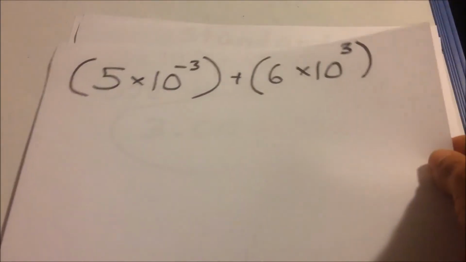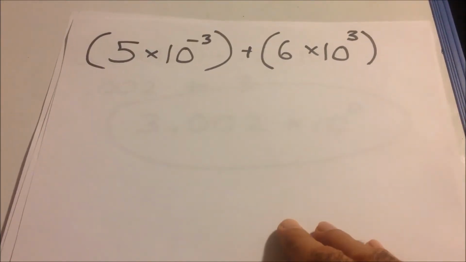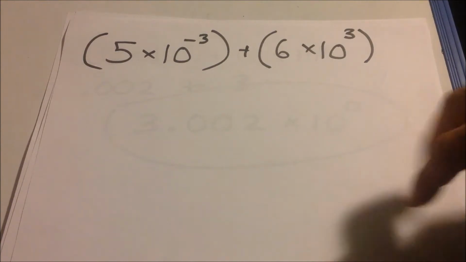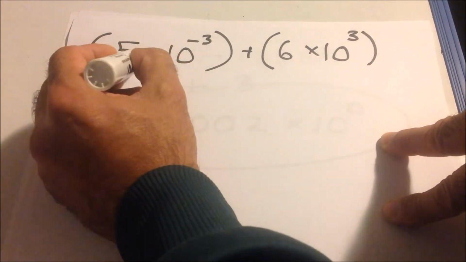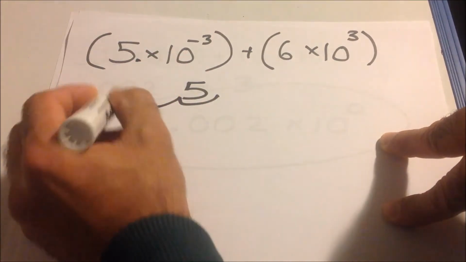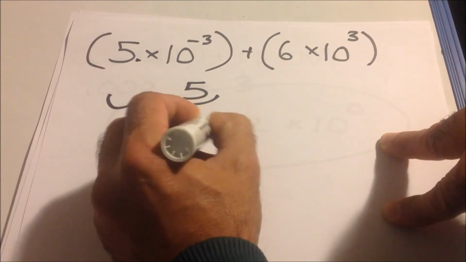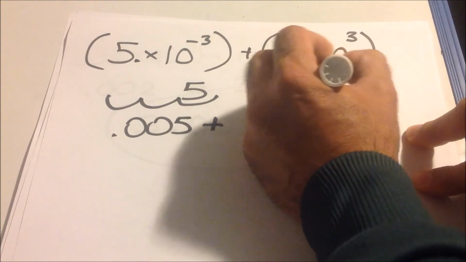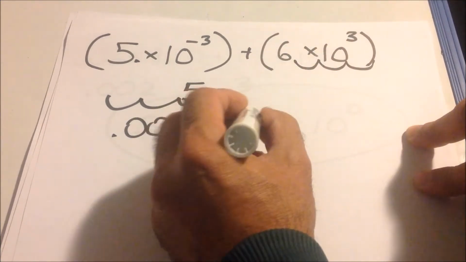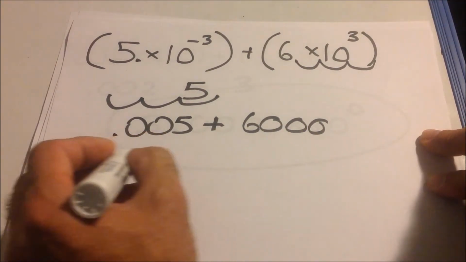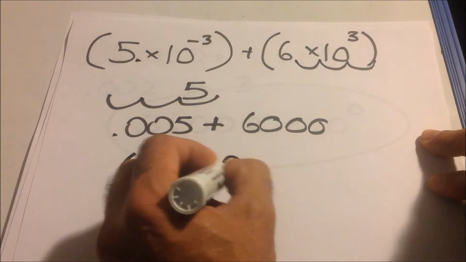Okay, let's try this one now. Put them in standard form, and then put it back in scientific notation after you get the answer. So what is the first thing you do for this one? Again, the decimal's there. Just move it 3 times. 1, 2, 3. So you get 0.005. Now this one is telling us to move it 3 times. 1, 2, 3. So you have 3 zeros. You'll have 6,000. So the final answer will be 6,000.005.